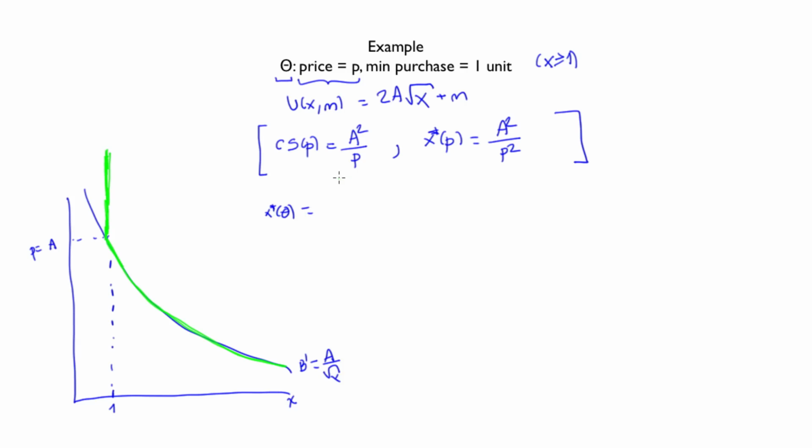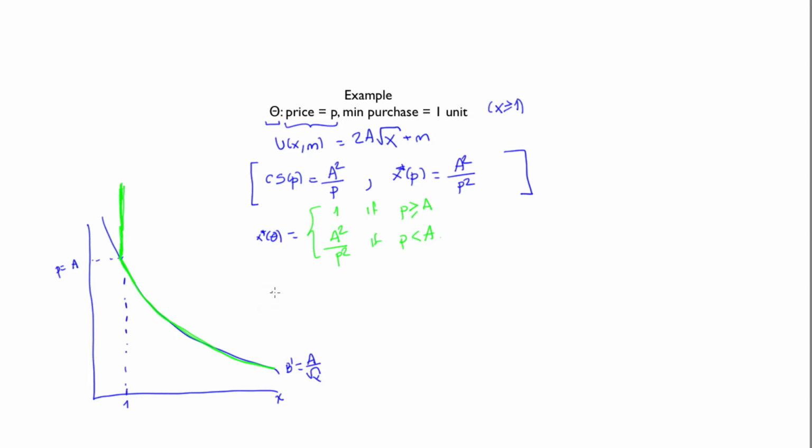So what have we learned here? That X star of theta is equal to 1 if the price is greater or equal than A, and otherwise, as before, is given by A squared divided by P squared if the price is less than A. I hope that you remember the intuition from before. This is quite intuitive. If the price is low enough, you're not constrained, and you do what you would do in the absence of the minimal purchase constraint. But when the price gets high enough, you become constrained, and you are at that point.